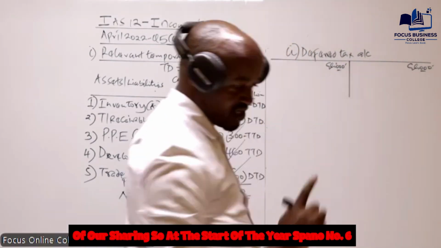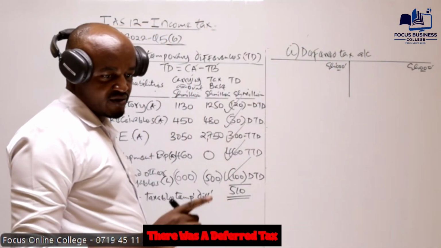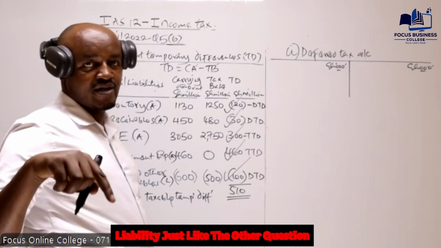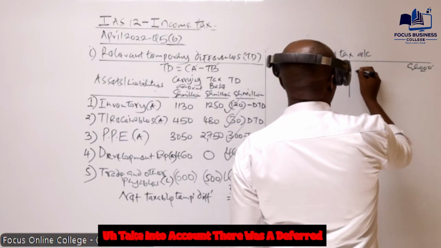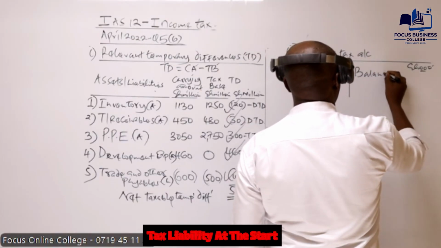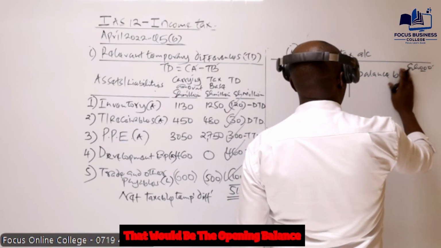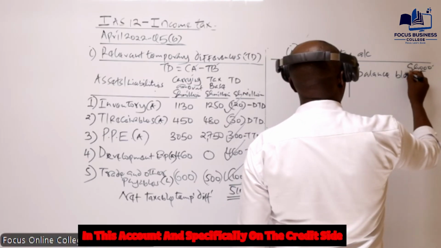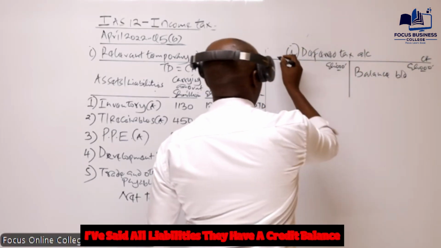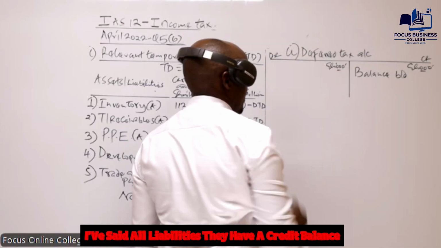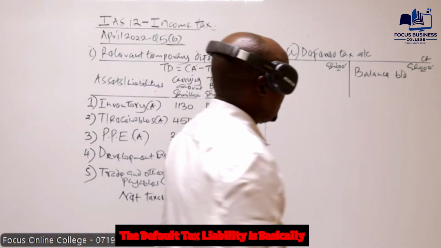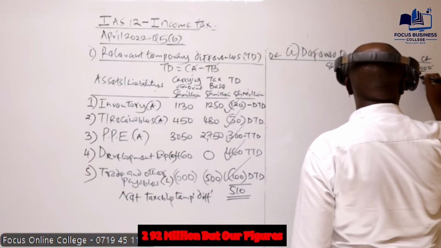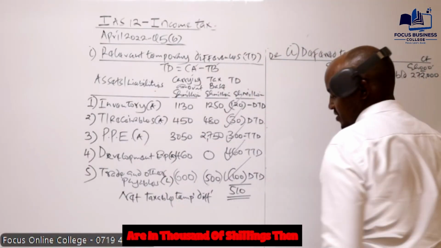So at the start of the year, per note number 6, there was a deferred tax liability, just like the other question which you have done for December 2021. That will be the opening balance in this account, and specifically on the credit side. I've said all liabilities have a credit balance. So how much is the deferred tax liability? It is 292 million, but our figures are in thousands of shillings.